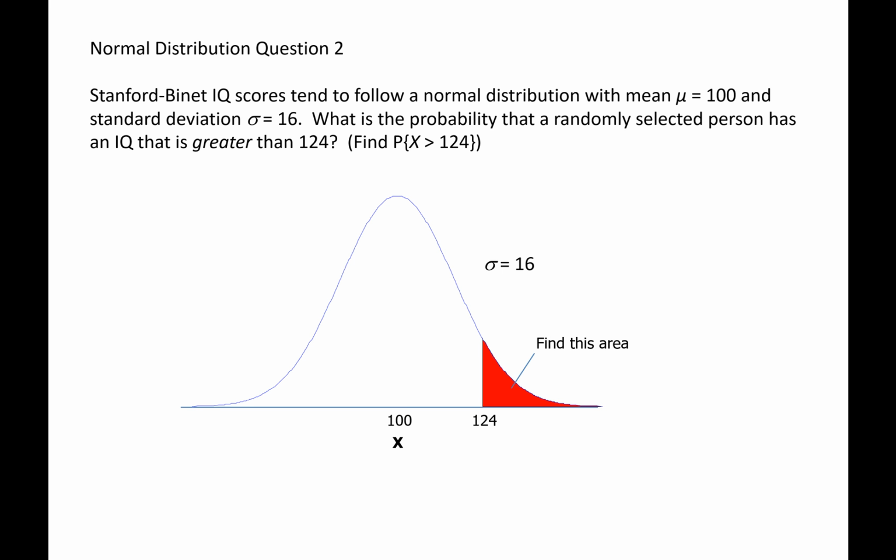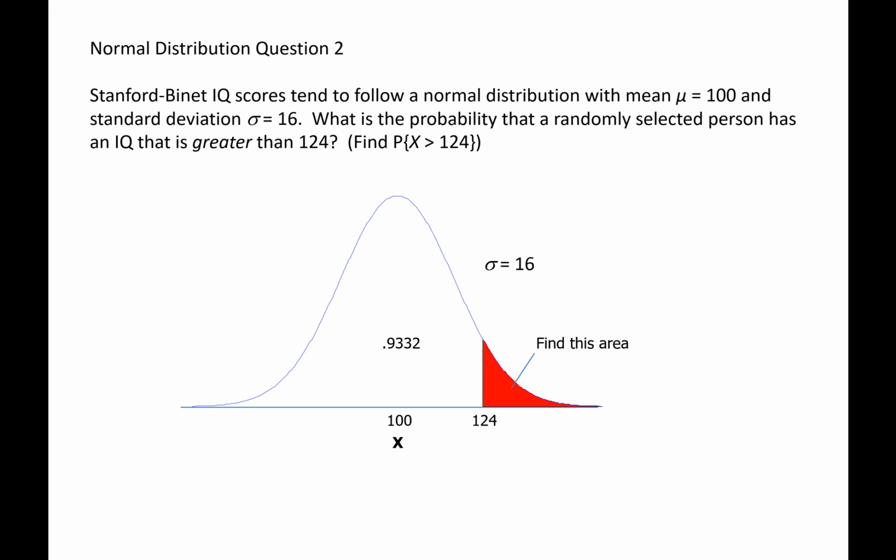So let's expand this question to look at the probability that someone's IQ is greater than 124, and we would write that P(x > 124). And again, I've drawn the picture, and I want to know what the area is to the right of 124.